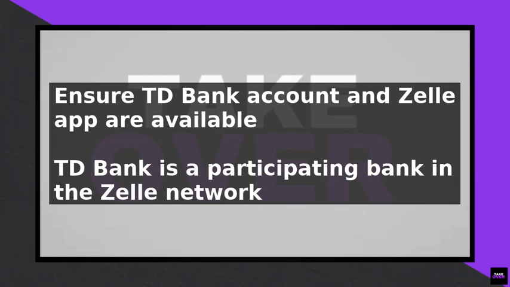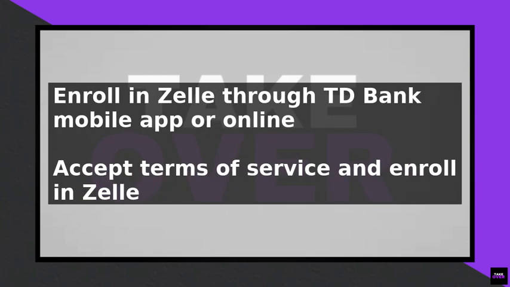If you are using the mobile app, log into your account, navigate to the Send Money section, and select Zelle. You will be prompted to accept the terms of service and enroll. If you are using online banking, log into your account, click on the Pay and Transfer tab, and select Send Money with Zelle. Once you have enrolled, you can add your recipient's email address or mobile number.